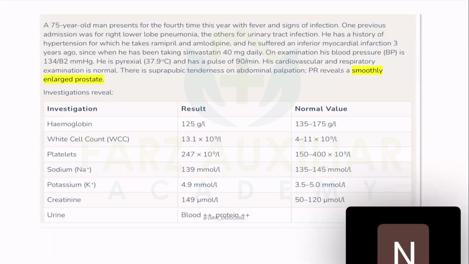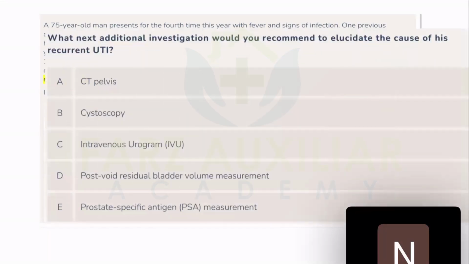On examination, blood pressure is 134 by this much. He is pyrexial and has a pulse of 90 per minute. His cardiovascular and respiratory examination is normal. PR reveals a smoothly enlarged prostate. He is passing blood and protein in urine. Creatinine is rising. Potassium is okay. Sodium and those other things are more or less okay. Hemoglobin is just a bit less. So what is the investigation to be done? And of course, what is the cause of the recurrent UTI?